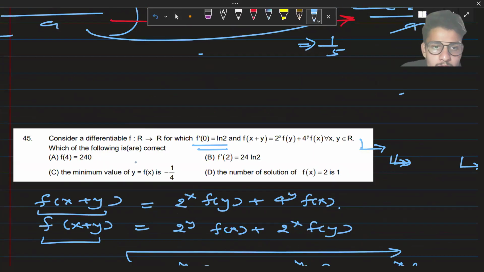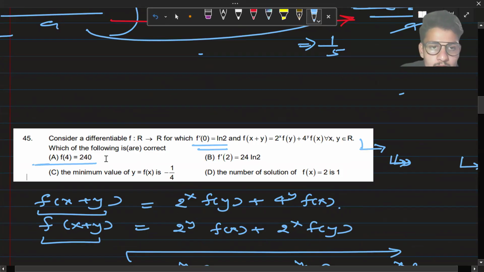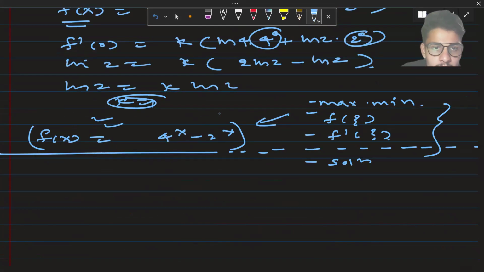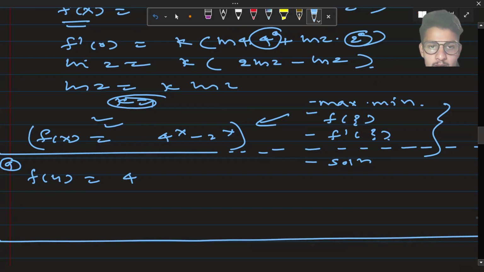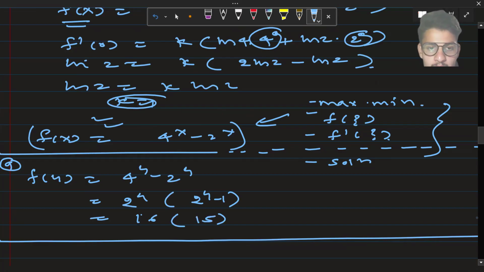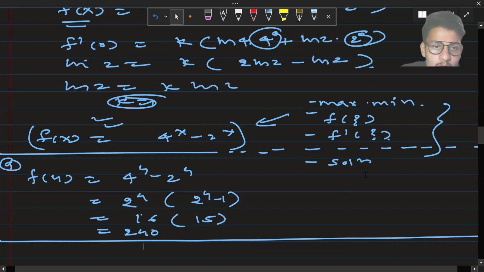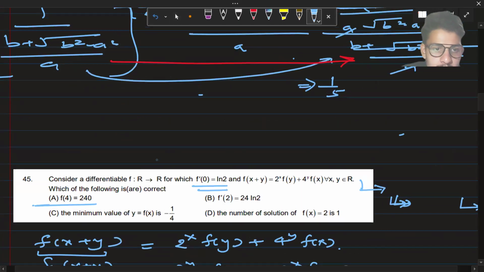Now f of 4 needs to be found. So we will find f of 4. That is for option A. Please always try to write neatly, because once you write neatly, that can be used in the further options also. So write cleanly. Now you will write 4 to the power 4 minus 2 to the power 4, taking 2 to the power 4 common. So that will become 2 to the power 4 times (2 to the power 4 minus 1). 2 to the power 4 is 16, times 15. That will become 240. So option A is correct.